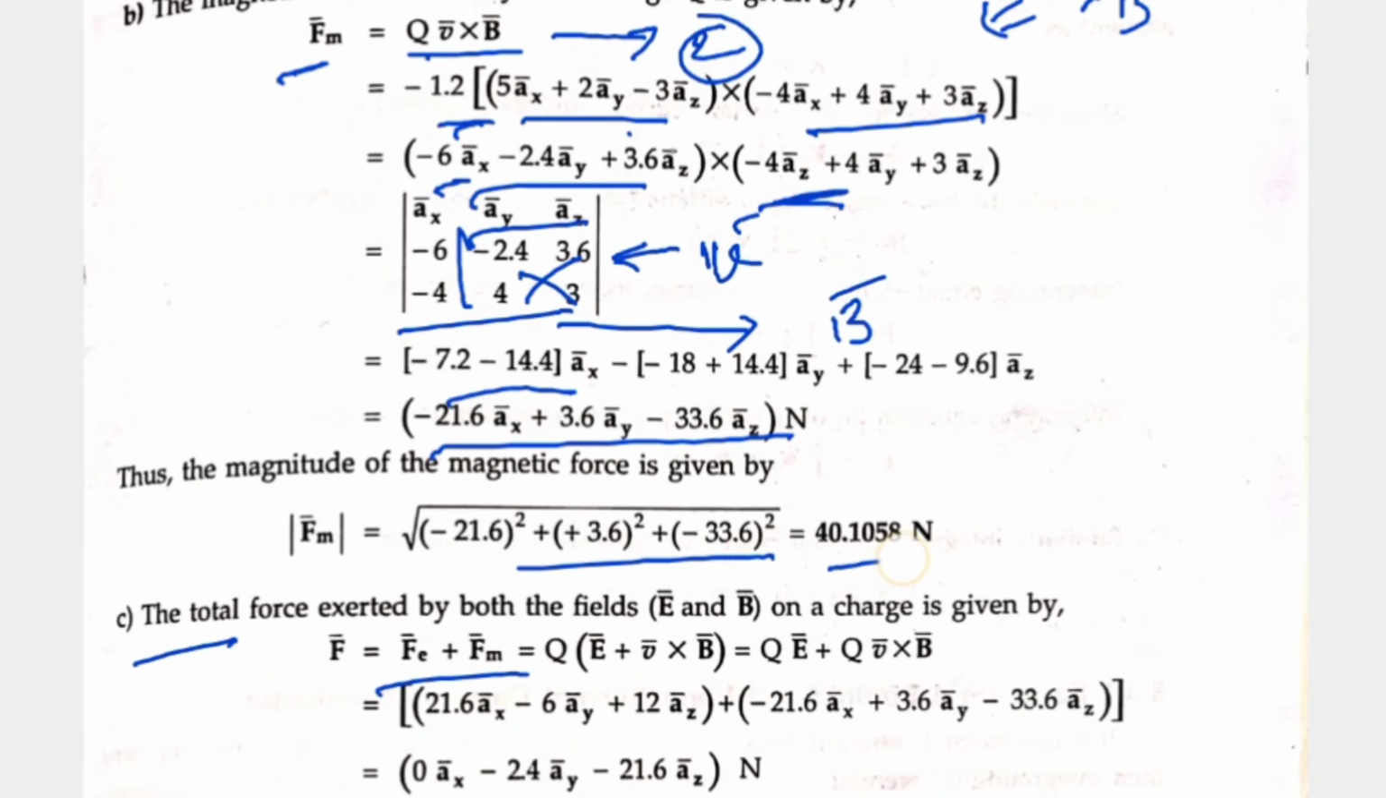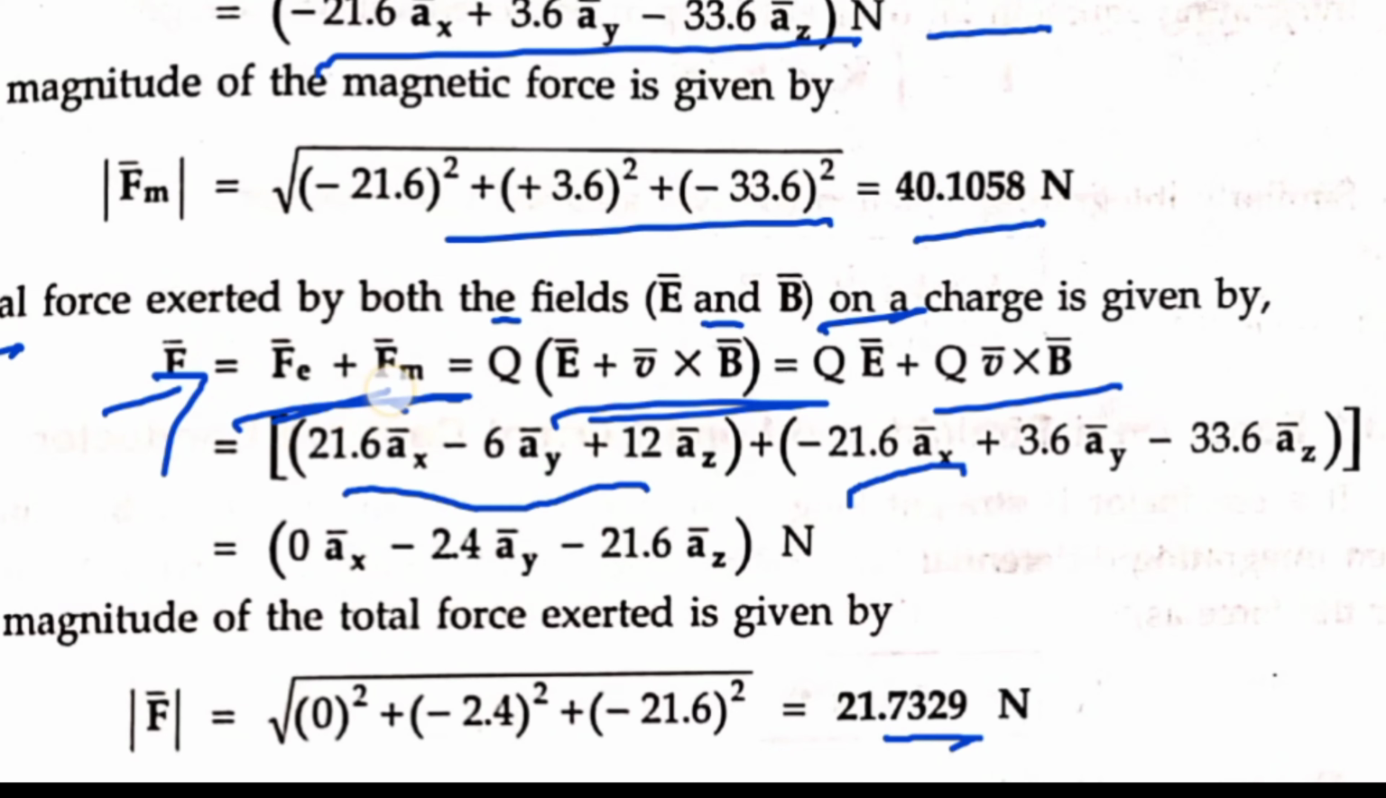The force exerted on the charge due to both the fields E bar and B bar is Fe plus Fm, so we have to add them. Equations 1 and 2 together are the Lorentz force equation: Q into E plus V cross B, or Q into E plus Q into V cross B. If you add all this, you will get the answer.